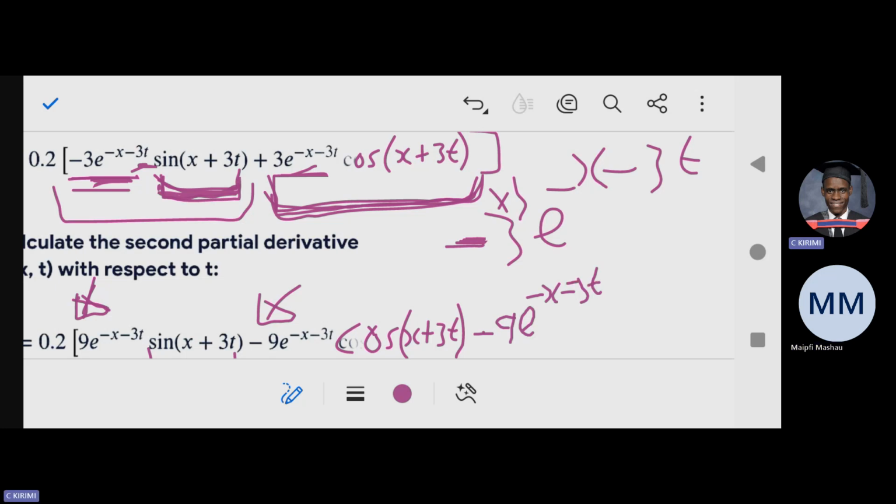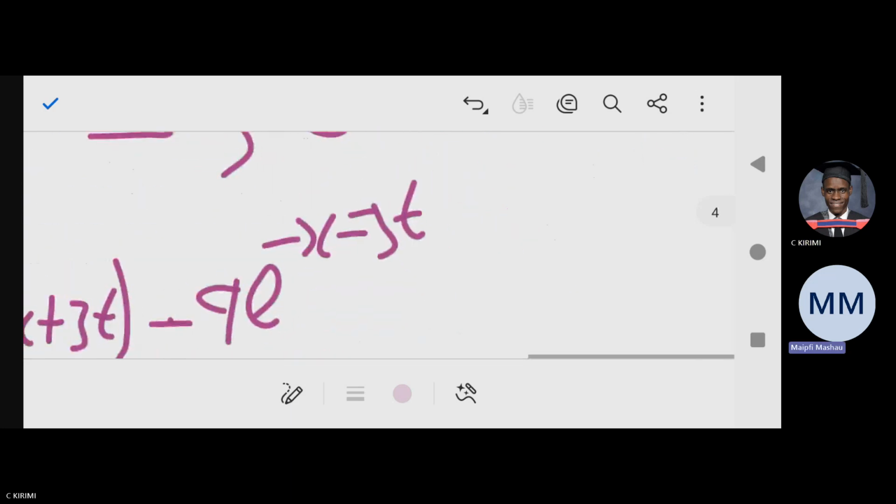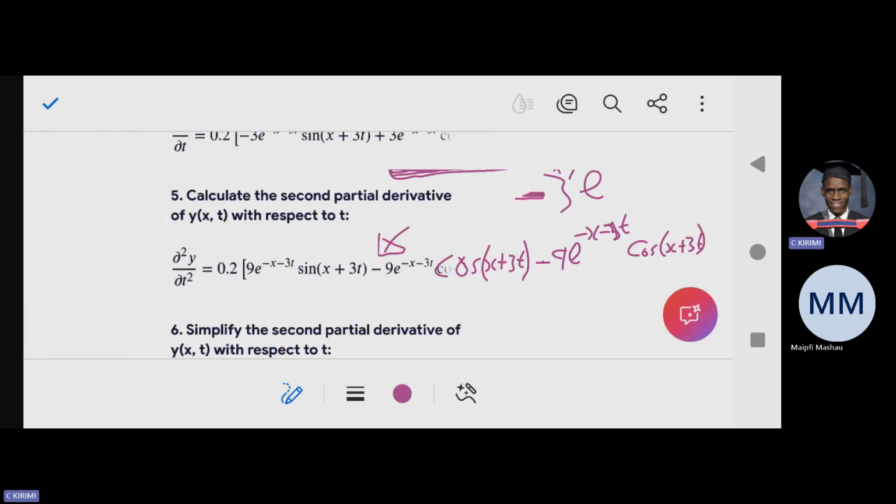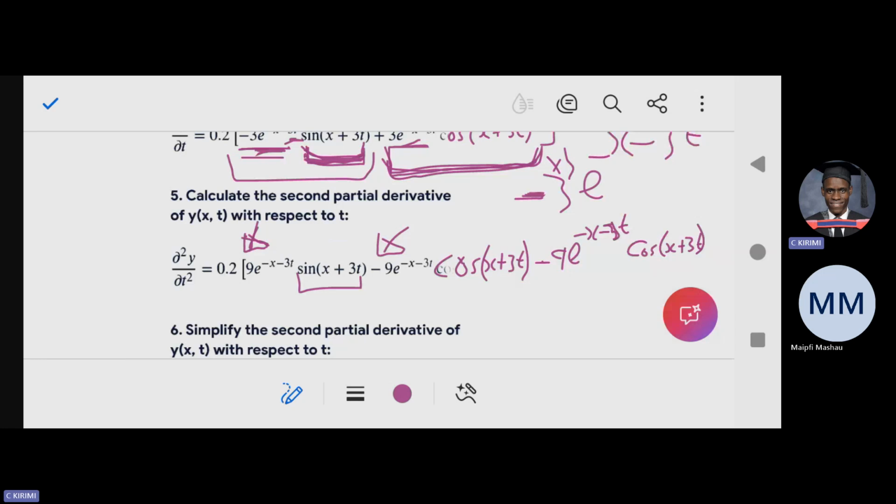Yes, it's correct. Multiply by what? We keep the cos bracket x plus 3t the same, constant. Let's put the bracket, which is cos bracket x plus 3t. We close. All right, so we have differentiated that part.